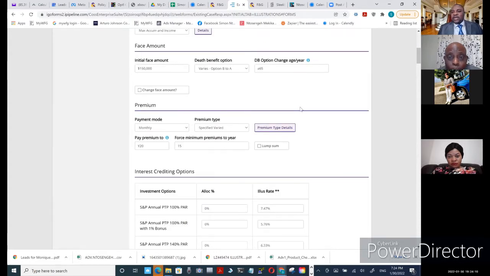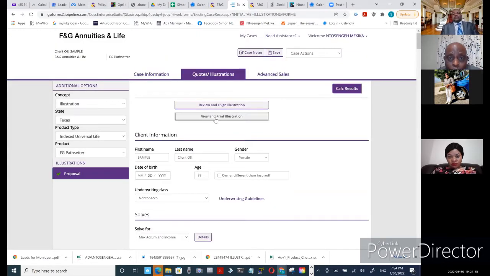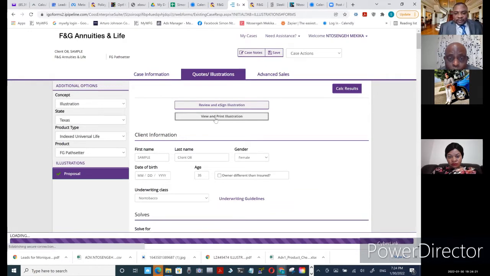So we can just look at this policy and see how it's going to perform. Everything being good, now we can go here, view and print illustration. As simple as that. Let's see how it goes.